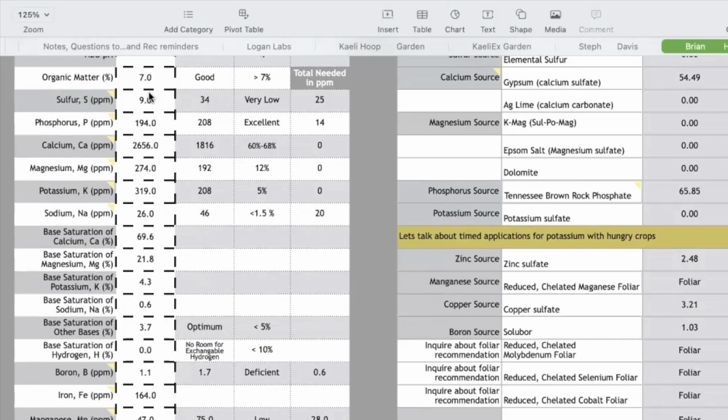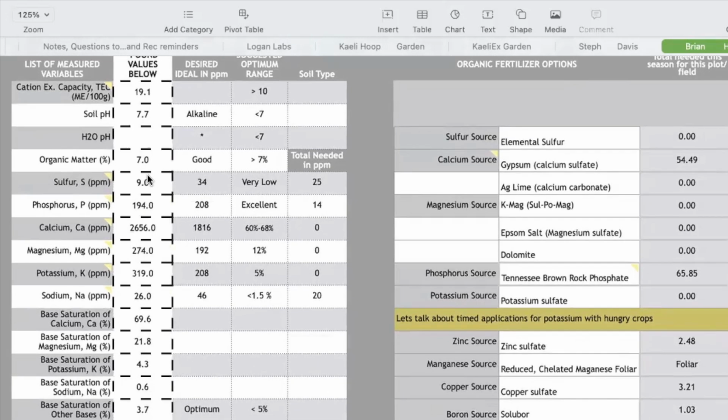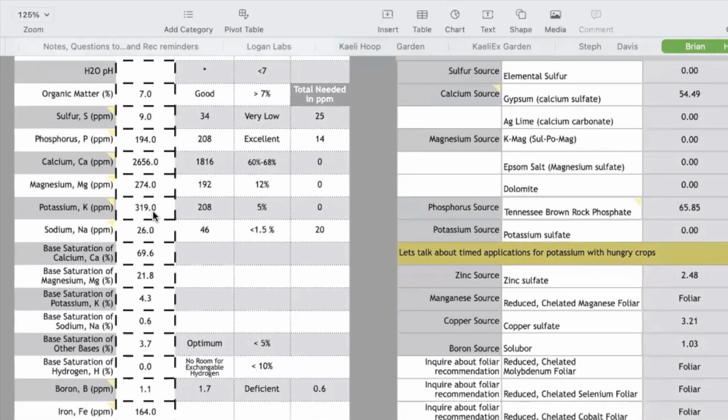Your sulfur, we need to work on that. This might be a good place to do some elemental sulfur. We can try to bring your pH down just a smidge, but again, the biology is going to correct that over time. But a little sulfur addition this fall would be good. And then pretty good on calcium. You're good on that. So yeah, looks like elemental sulfur in small doses over time. And then phosphorus is good.